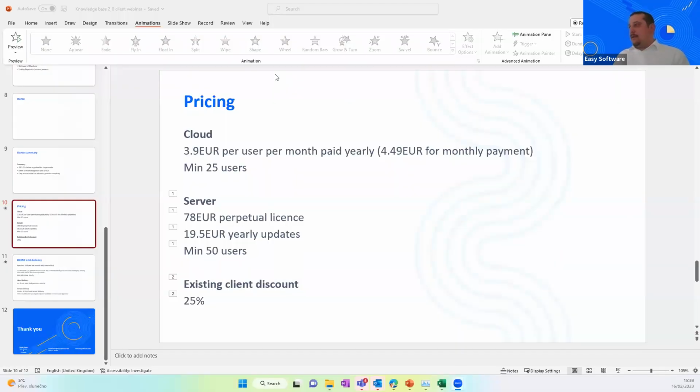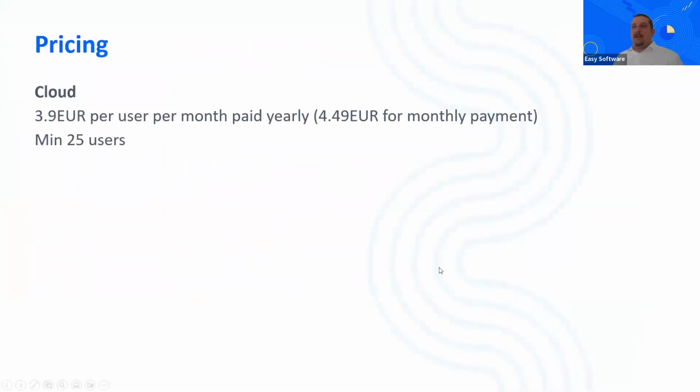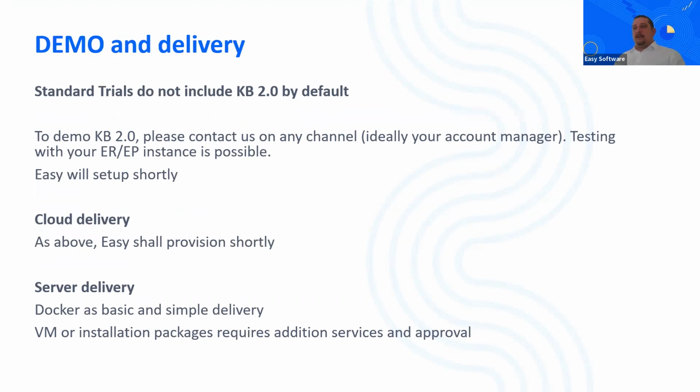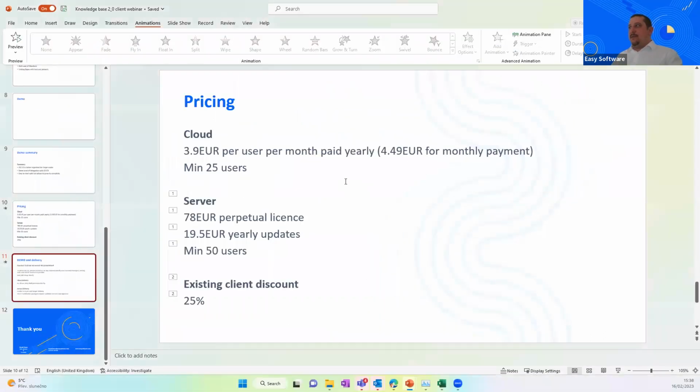As I was not sharing the prices when I was talking, let me share them quickly once again. Our sales team is ready to make you quotes. Once again, the basic cloud price is 3.9 euro per user per month, in yearly payments, which means also 78 euro per perpetual license and 19.5 euro for the yearly updates. Delivery in cloud is no problem at all, and Docker as the on-premise delivery.